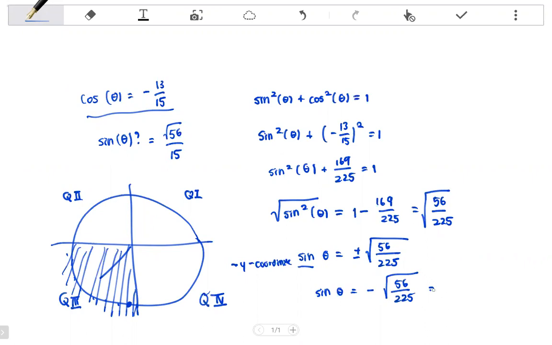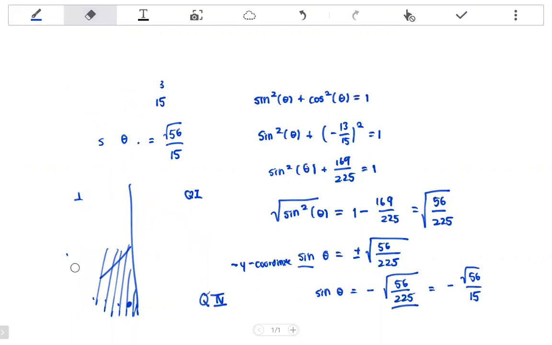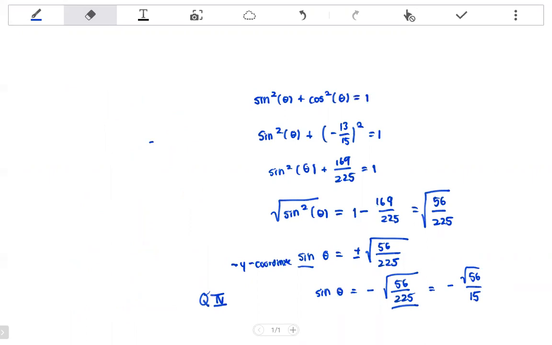We can simplify that to negative square root of 56 over 15. But yeah, we need the negative there since it's in quadrant 3. Okay, let's try question number 4. The angle theta, let me erase this first actually.